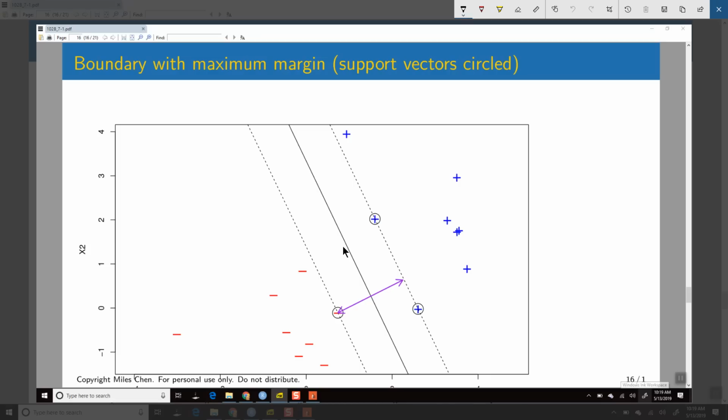So what we'll do is take 2 points on these boundaries. I've got a point here and a point here. This black vector right here, if we call this x1 and this x2, is just going to be x1 minus x2. And we want to dot this in the direction that's perpendicular to the margin.